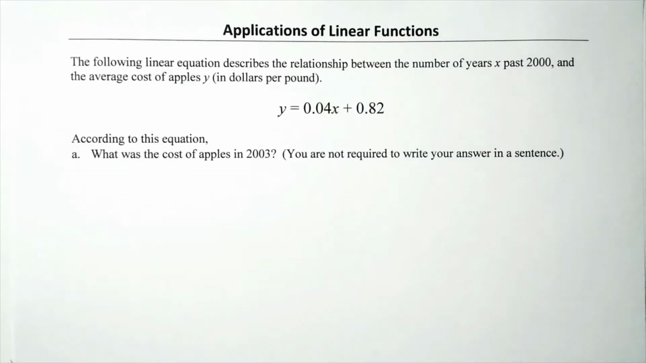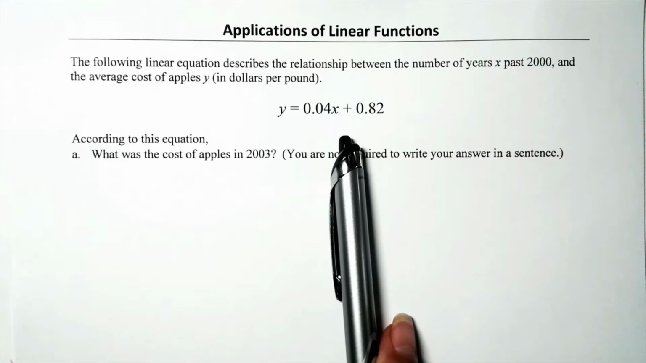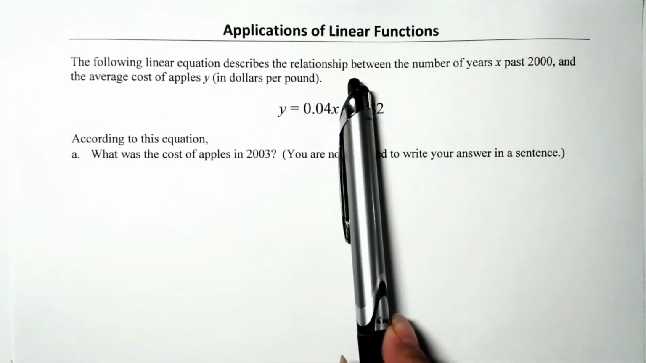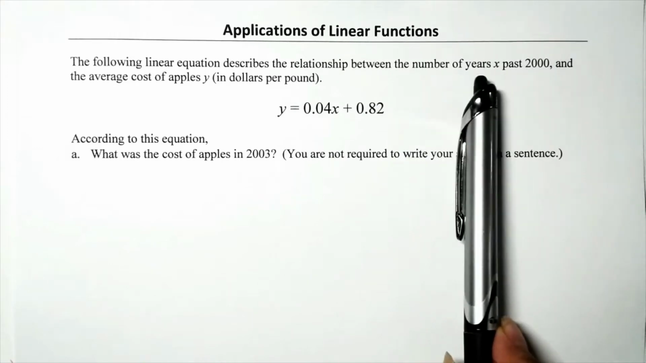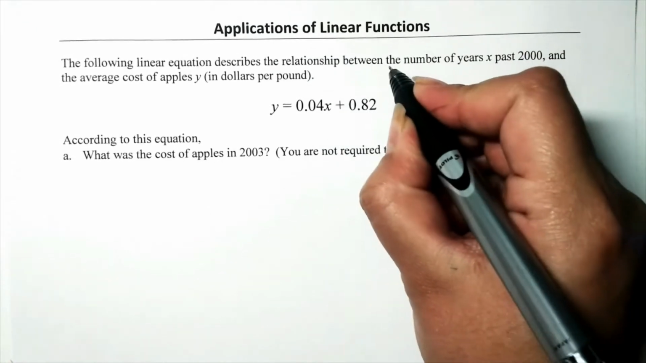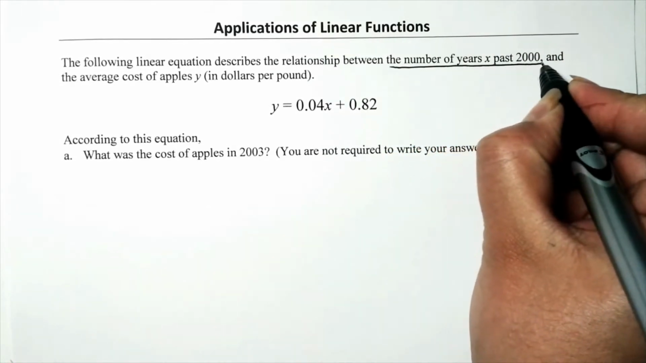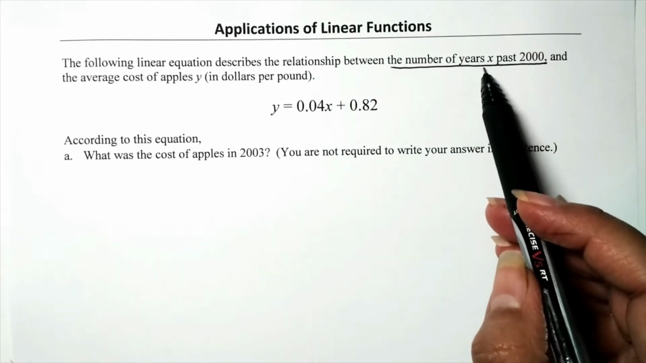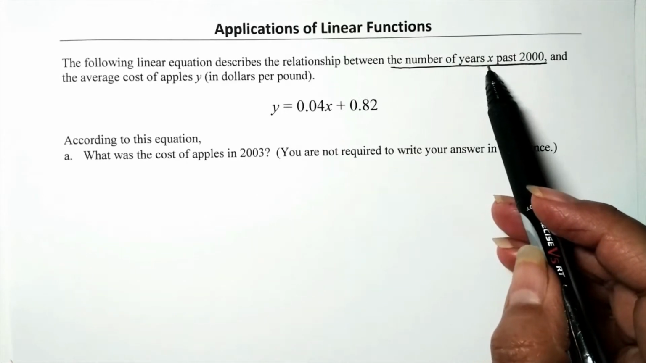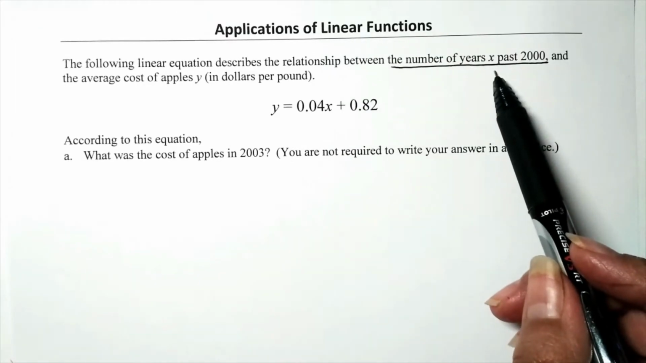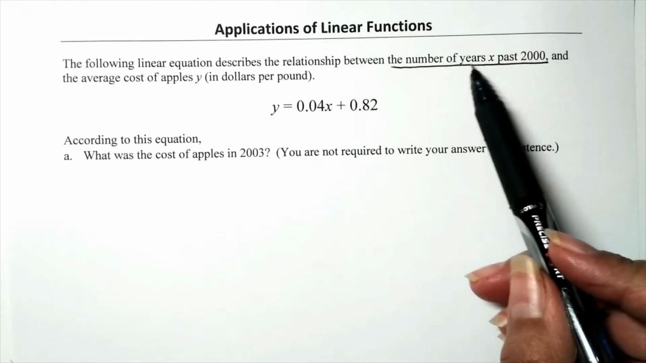Okay, so we have some equation. What is so special about it? The following linear equation describes the relationship between the number of years x past 2000. So x represents time, or the years, but to be more specific, we want recency. I couldn't care less what happened like 200 years ago. So x represents the years past 2000.